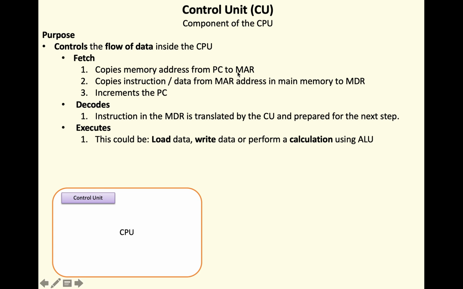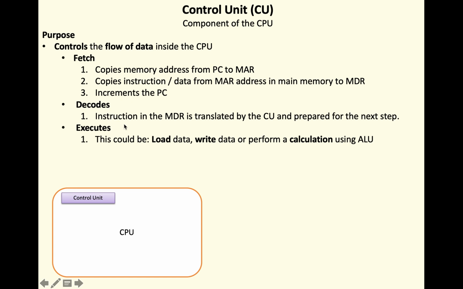So it copies the memory address from the PC, the program counter, to the memory address register. And don't worry, we're going to look at these registers in more detail. It then copies instructions or data from the memory address register in main memory to the memory data register, and it increments the program counter. So it's really important for telling the CPU where to fetch the next instruction from, where to load the data to.